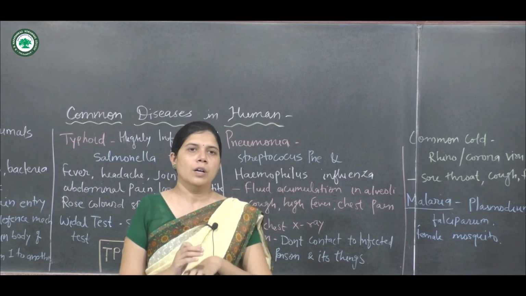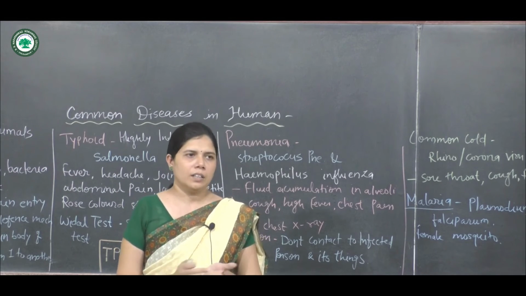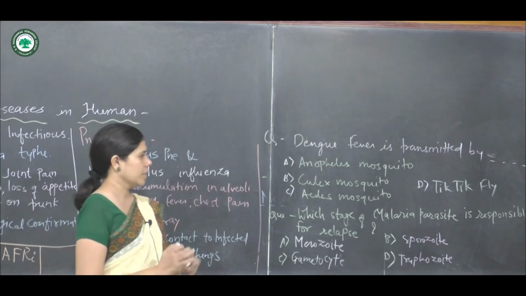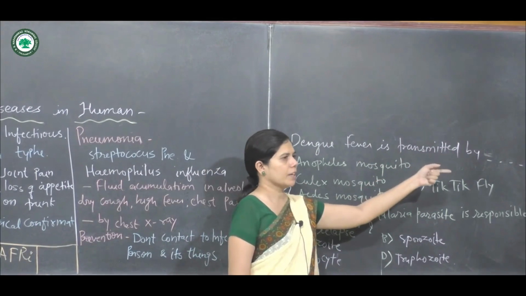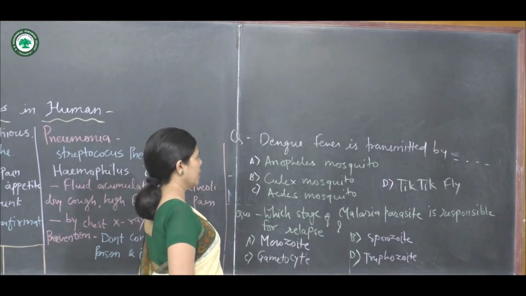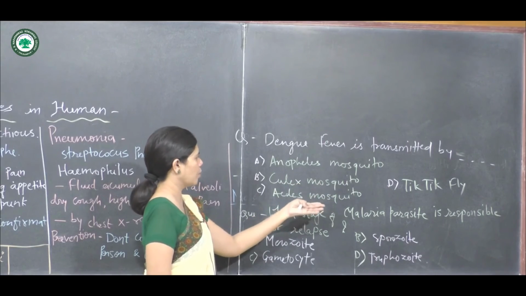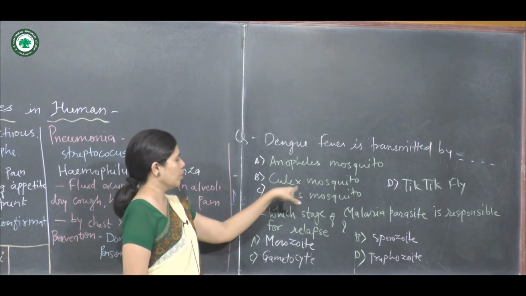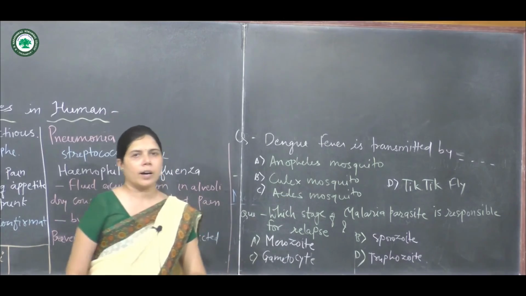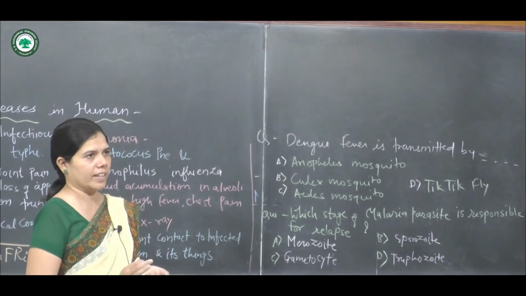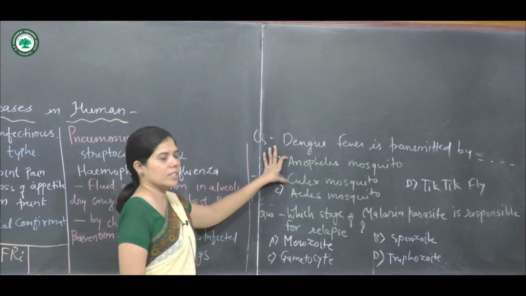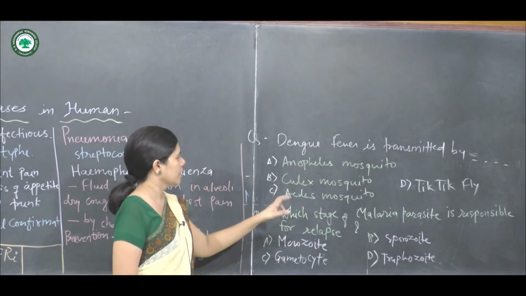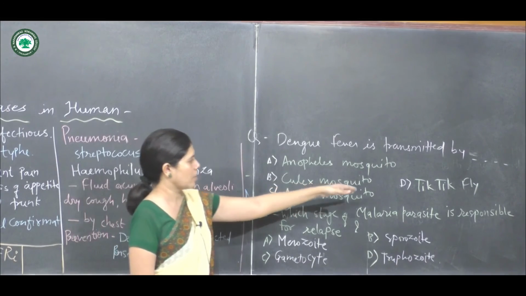Now students, we discuss how questions are asked in the NEET exam or the CET exam. If in your exam the question is: dengue fever is transmitted by blank. There are 4 options: Anopheles mosquito, Culex mosquito, Aedes mosquito and tsetse fly. We know that the Anopheles mosquito and Culex mosquito cause the disease Filariasis, so these are not the answer to the question. The third one is Aedes mosquito, and the next option is the tsetse fly.